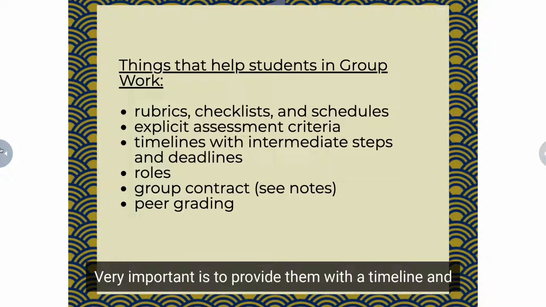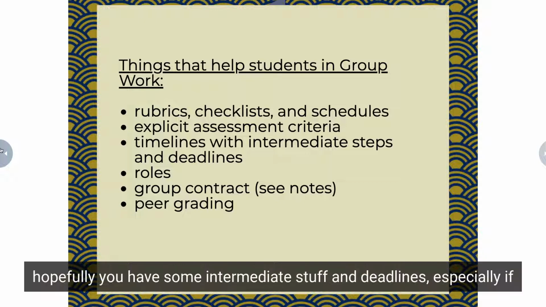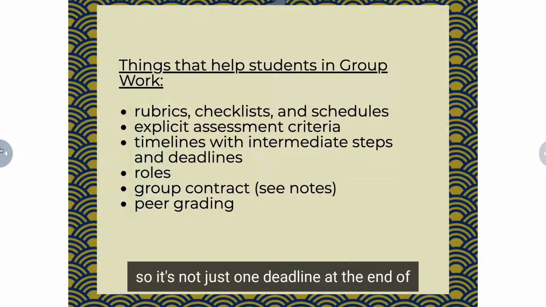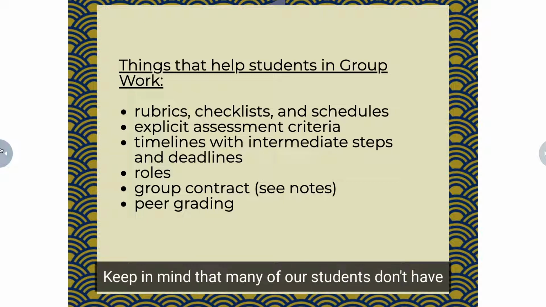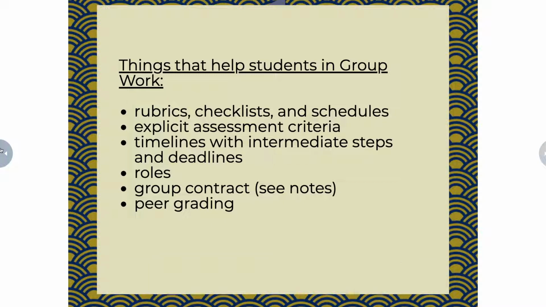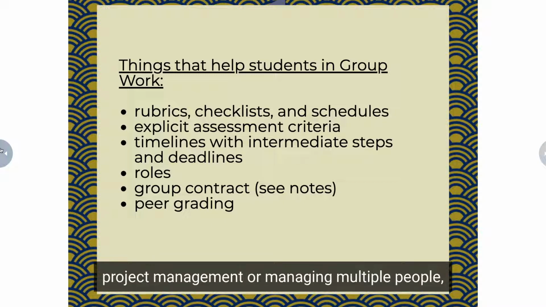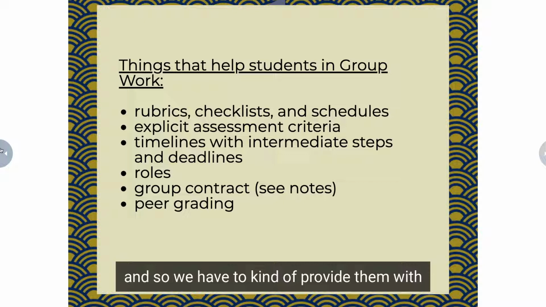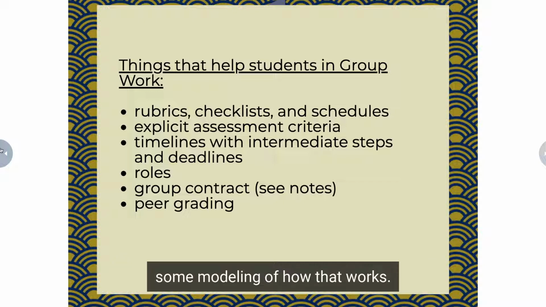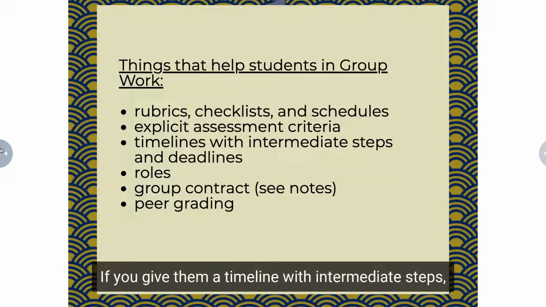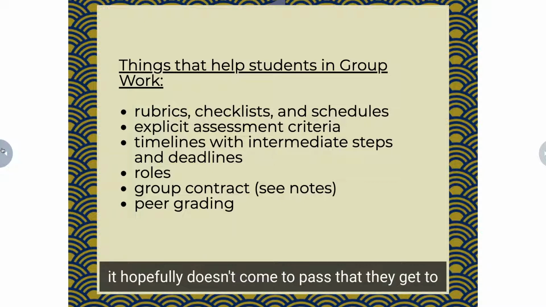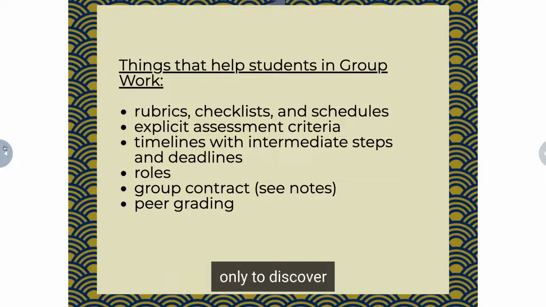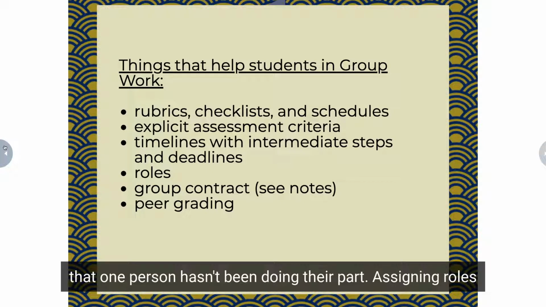Very important is to provide them with a timeline, and hopefully you have some intermediate steps and deadlines, especially if it's a larger project. So it's not just one deadline at the end of a large-scale project. Keep in mind that many of our students don't have much experience with large-scale project management or managing multiple people, and so we have to provide them with some modeling of how that works. If you give them a timeline with intermediate steps, hopefully it doesn't come to pass that they get to the deadline for their project only to discover that one person hasn't been doing their part.